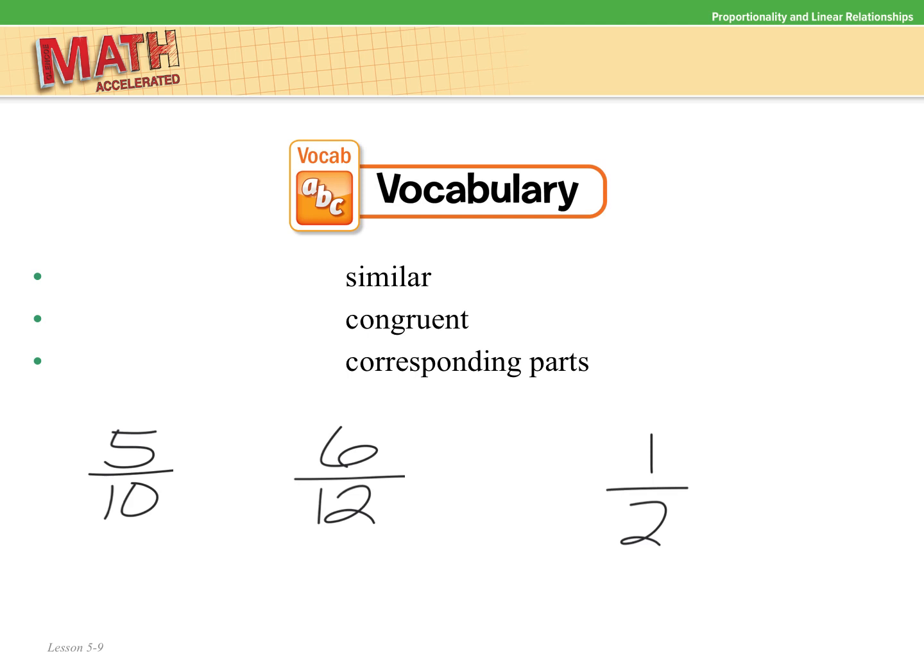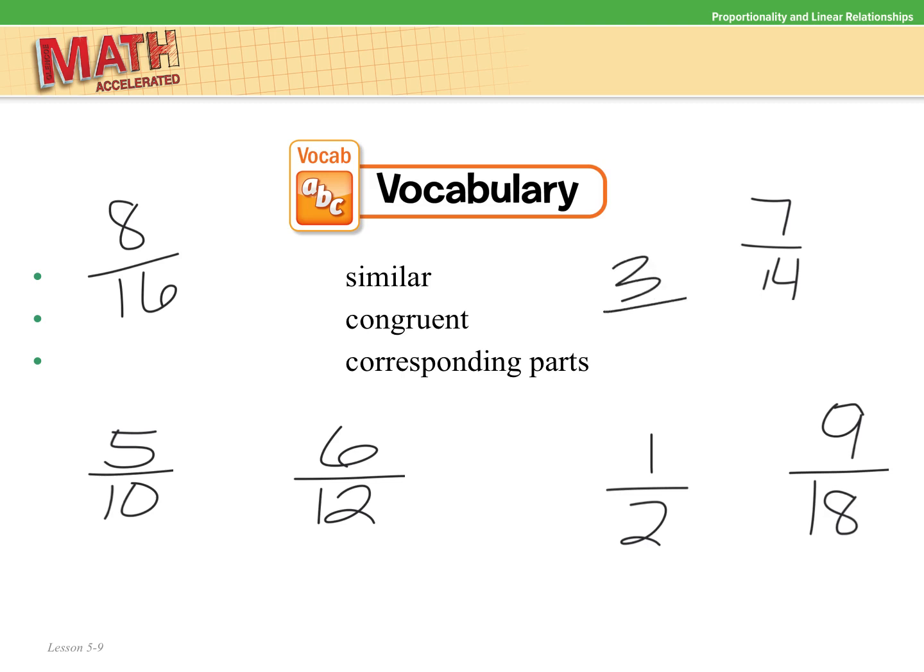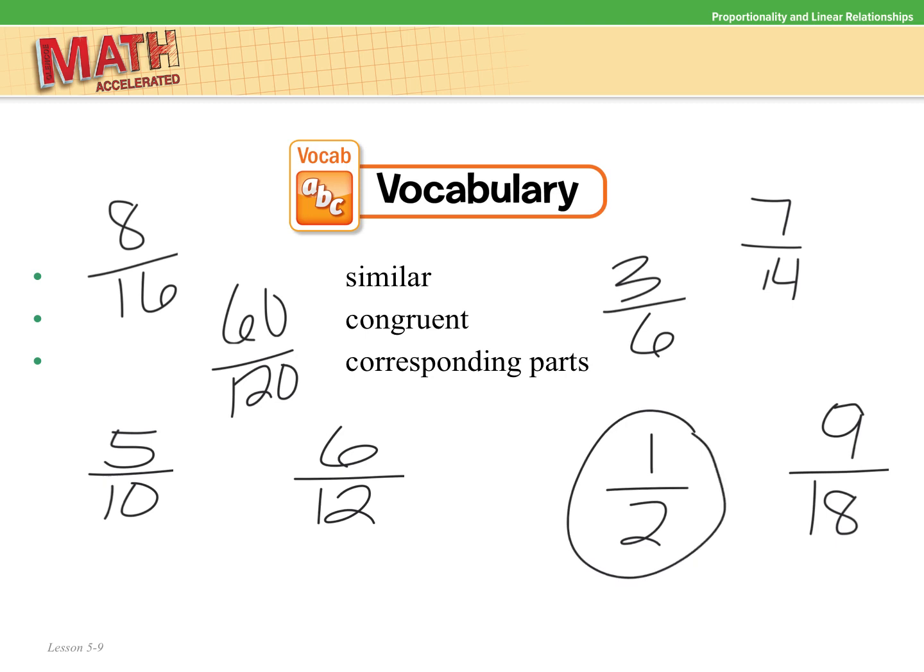Okay, what would be something else that's similar to those two? What would be another example that's similar? 7/14? 8/16? Give me one more. 9/18 is one. Brayden, what's another one? 10 and 20. 60 and 120. Awesome. All of those fractions or proportions are similar to each other because they all reduce down to 1/2. Okay? So we're going to be looking today at similar figures.